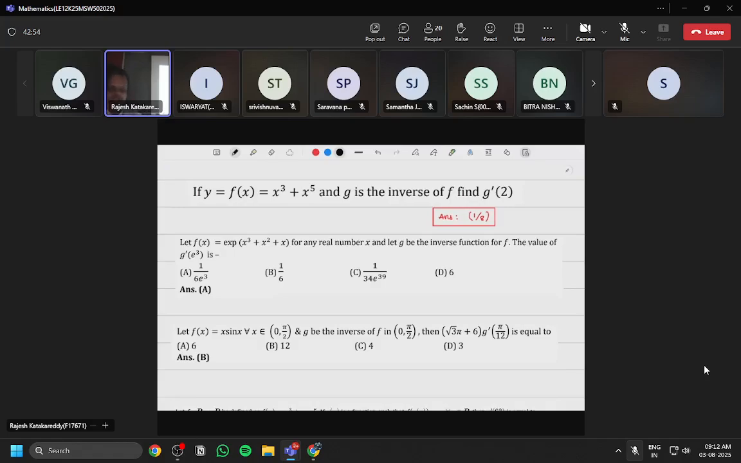If y is equal to f of x is equal to x cube plus x power 5 and g is the inverse of f, then g dash of 2. If you want, you note down the answer as well. Do you want me to read again? Online class, can you see this one clearly? Thank you for responding. Can I read the next problem? Don't write the option, just the answer will do.